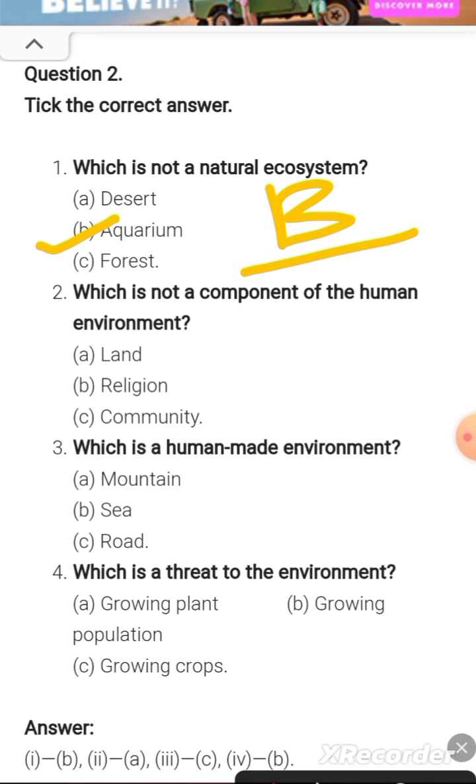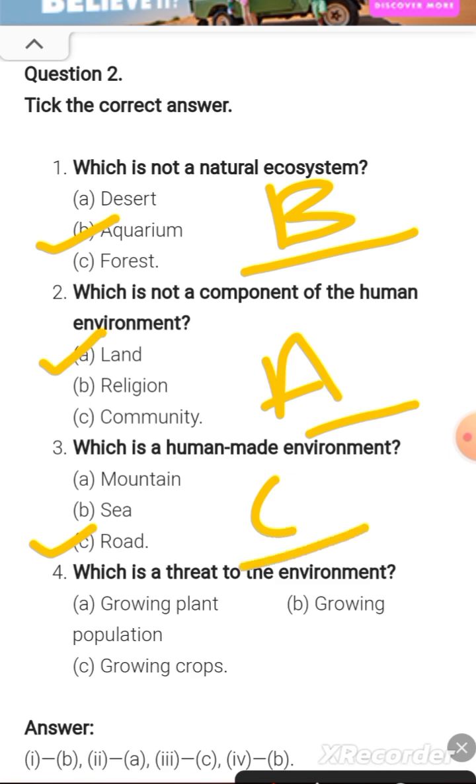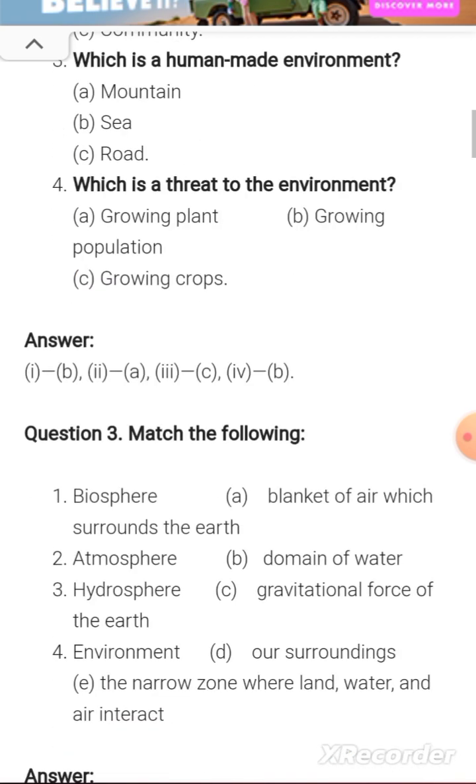Which is not a component of the human environment? Human environment, land. A. Which is a human made environment? Human made environment, C. And mountain is not, so what is left, road. So C is the answer. Which is the greatest threat to the environment? B, growing population. B. Now the second question is also completed.